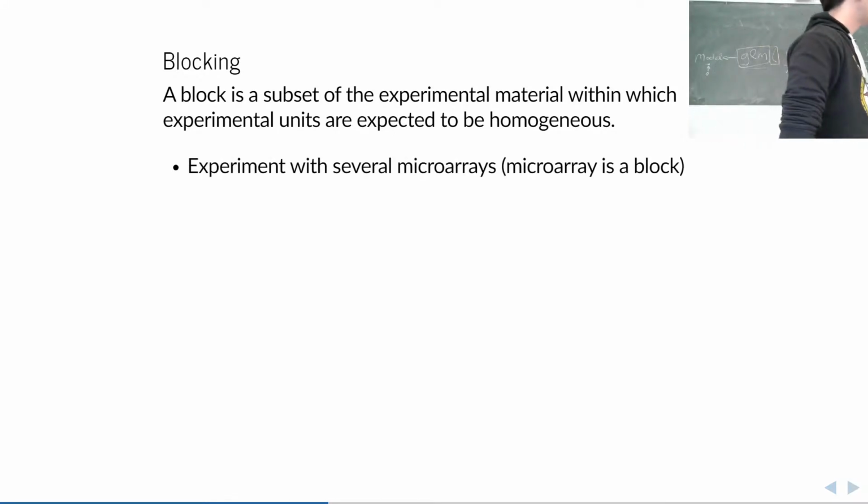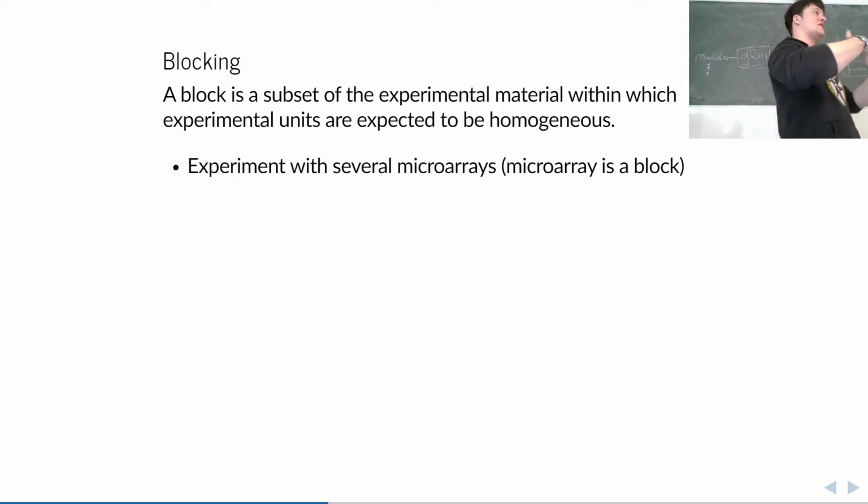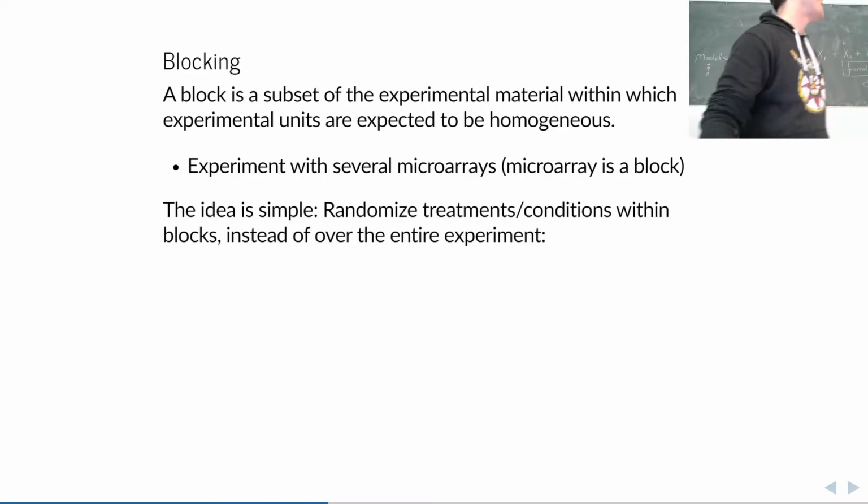Here are some other examples. An experiment with several microarrays. So let's say that you need more samples than fit on one microarray. Then you should keep in mind that every microarray is not perfect, right? There are small differences in how they are shaped. They are manufactured just like anything else, with small flaws in it. So it could be that one microarray is slightly thicker than another, slightly more opaque than another, etc. So you could consider them blocks.